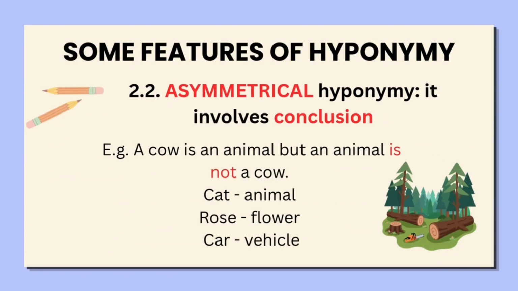Now we look at asymmetrical hyponymy. For example, a cow is an animal, but an animal is not always a cow. This means the relationship only works in one direction. Other examples include a cat is an animal, but an animal is not always a cat. A rose is a flower, but a flower is not always a rose. A car is a vehicle, but a vehicle is not always a car.